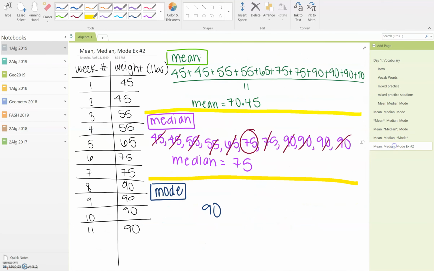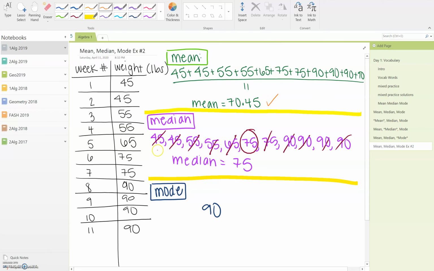Here's another example. So this data set is comparing the weight that I can bench press in pounds against the number of weeks, okay? So I found the mean, median, and mode for this data set. So in week 1, I was able to bench press 45 pounds, week 2, 45 pounds, week 3, 55 pounds, and week 4, also 55 pounds, and so on and so forth, right? So remember, for our mean, I'm going to take all of this weight, add it all together, divide by 11, and that gets us 70.45.